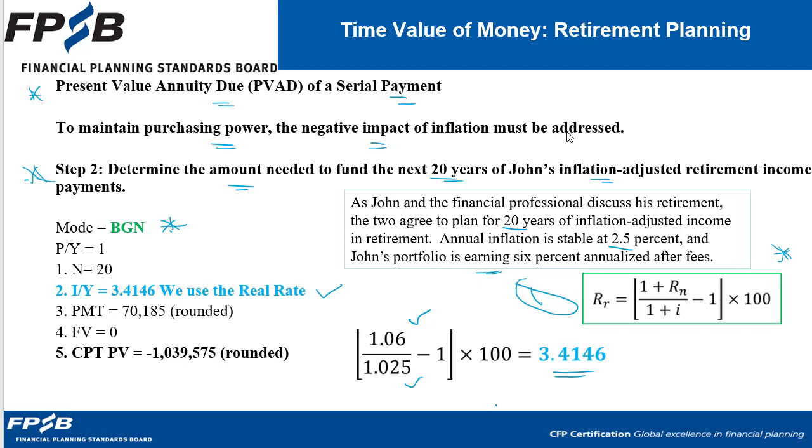Okay, so again, the calculator has to be in the beginning mode because these payments are going to come at the beginning of every year. They're annual payments, 20 years of inflation-adjusted retirement income. And so recall the payment is the $70,185 that we calculated in step one, $45,000 today. 18 years from now, when retirement is going to begin, this is equivalent to $70,185. There is no future value because the retirement is over.